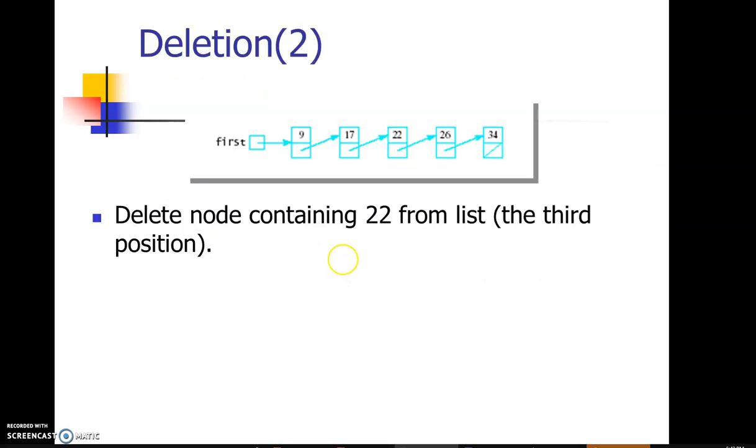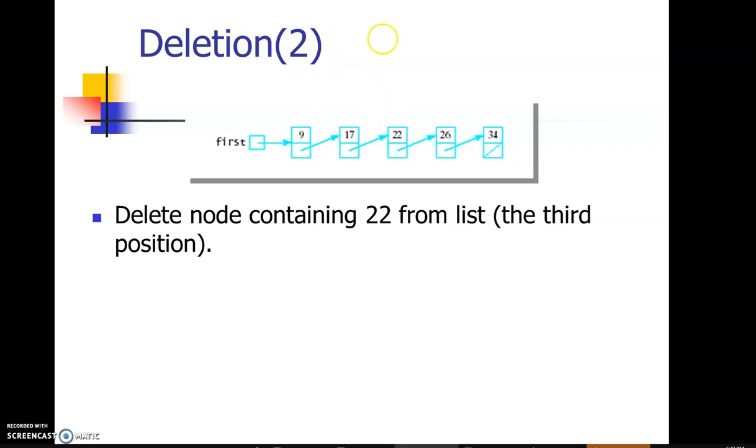Deletion. Let's take a look at the example. If we want to do a deletion, at this time, we just need one parameter instead of the two parameters in the insert operation. Because for insert, you need to specify the element value that you want to insert and at which position. For delete, you only need to specify the location where you want to do the delete.